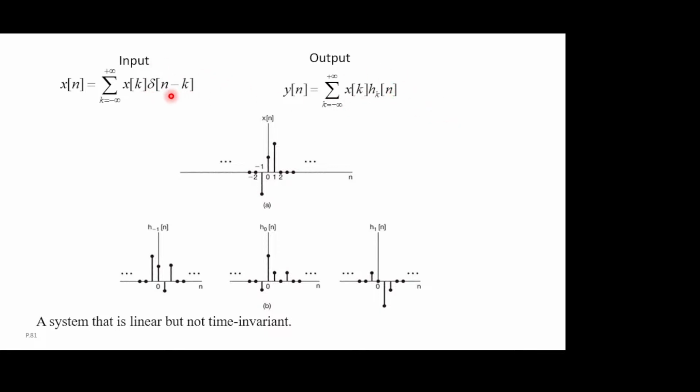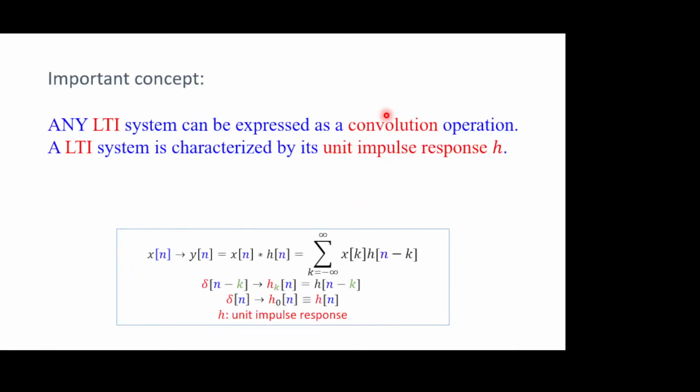Then if the system is also time invariant, all those h sub k, which are the responses to delta of n minus k, should all be a time shift of h naught, because delta of n minus k is a time shift of delta of n. Then h sub k should be the time shift of h sub 0. That's why we get this: if it's time invariant, then delta of n minus k goes to h of n minus k.